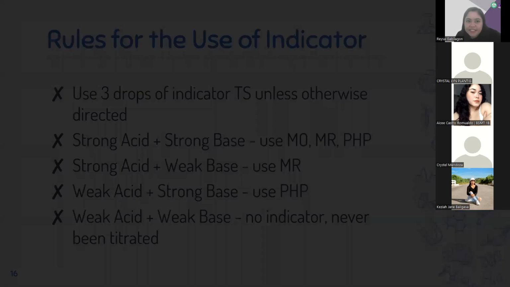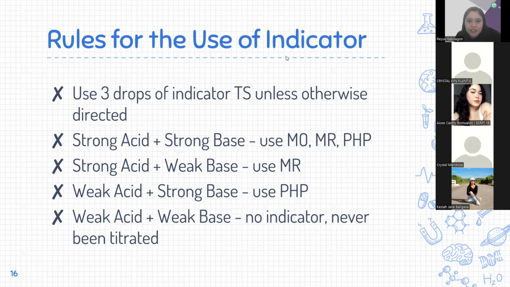Sure na? Okay, so the rules for the use of indicator, usually we use 3 drops of indicator na i-add doon sa ating Erlenmeyer flask during the titration unless otherwise directed. If the procedure states na you just need 2 drops, then you just add 2 drops. Pero nevertheless, if it is not stated kung gaano karami na indicator, usually it's 3 drops. Now we have class like rules in the use of our indicator.